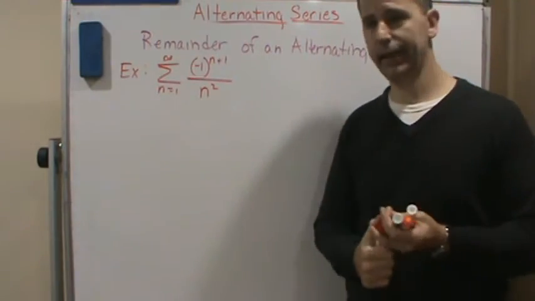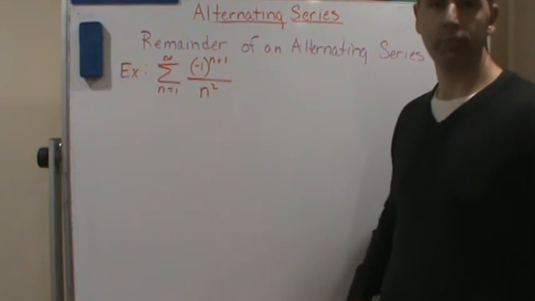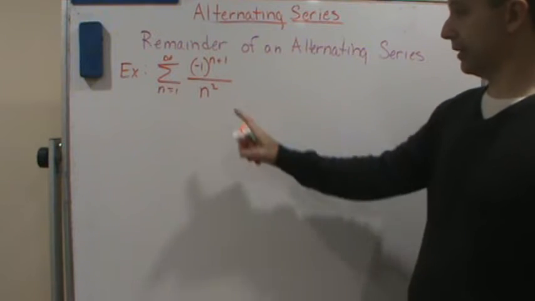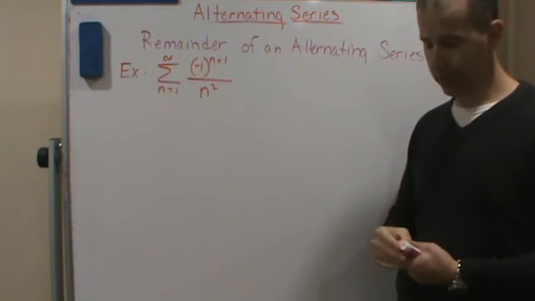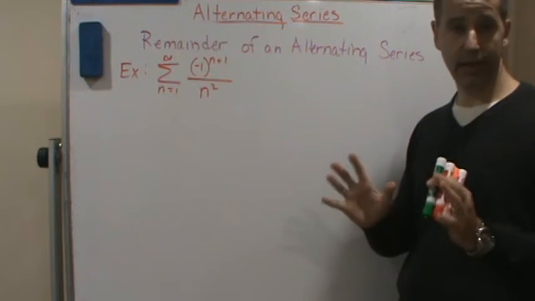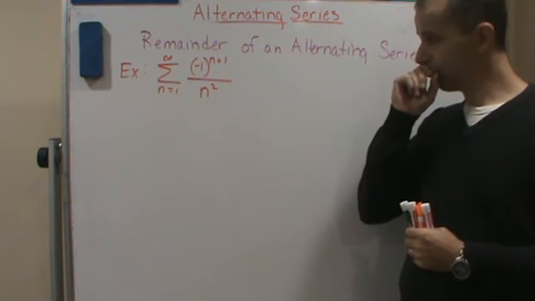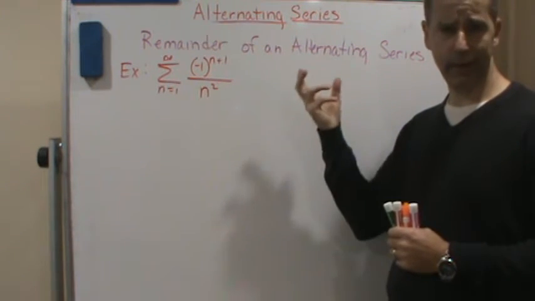Okay, so welcome back, and now we're going to do an example of finding the remainder of an alternating series, and in particular we want to find a bound on it. So if we can find, using the theorem of the remainder test, the remainder for the alternating series test, what we can do is we can find an upper bound.